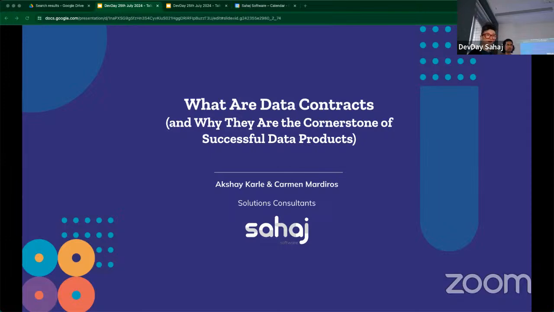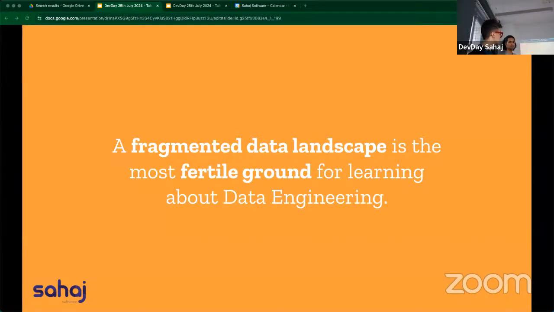There are two talks this evening, both on the topic of data contracts, and hopefully you'll find them very interesting and full of practical takeaway tips. The first one is on what data contracts are and how they relate to building successful data products. Before we start, we need to give you some insight into the project that has been such a fertile ground for us to learn about data engineering. Many of the lessons we talk about this evening are lessons from the trenches. We've often learned them the hard way.